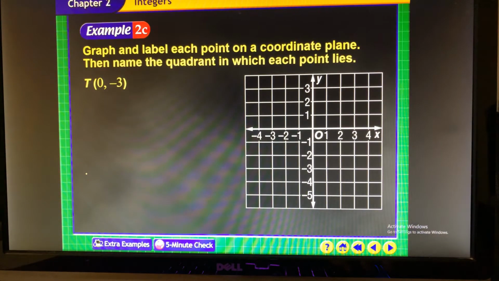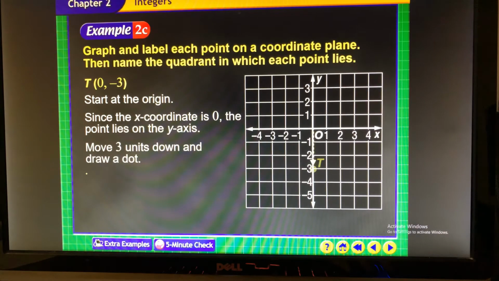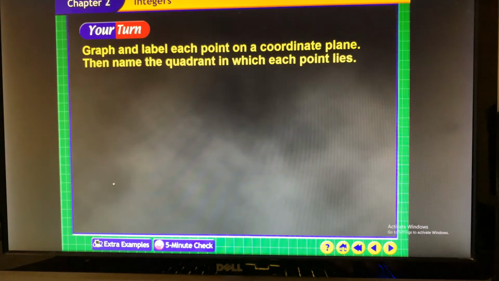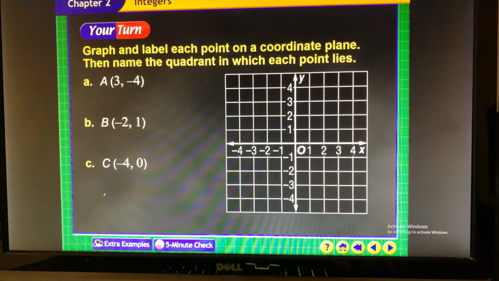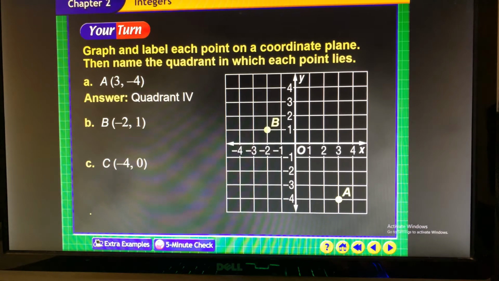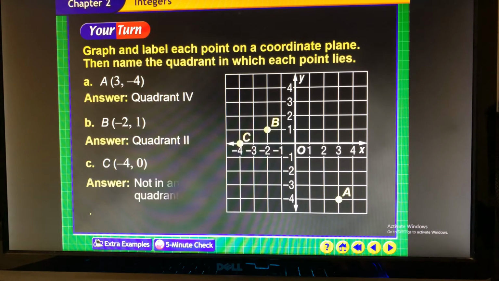This one isn't going to end up in a quadrant. It's going to end up on an axis. What axis will it end up on? Right, the y-axis. So it's not in a quadrant, it's on an axis. So same process with this. Pause it and try to do it. And here's A, quadrant 4. There's B, quadrant 2. And C, not in a quadrant, it's on the x-axis.